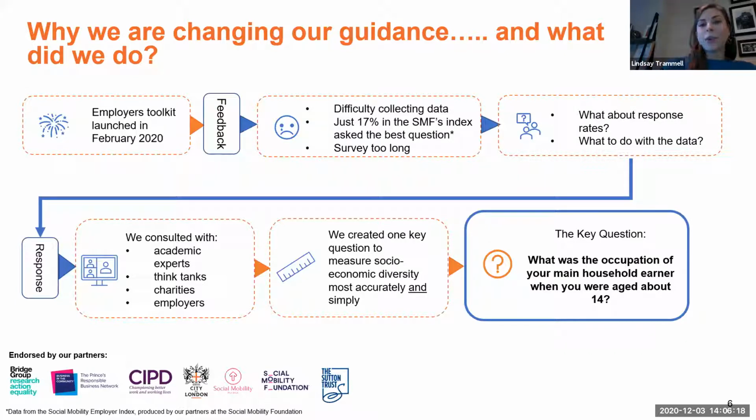We also found through our partnership with the Social Mobility Foundation, that's what SMF is, in their employers index last year, just 17% of employers entering the index asked the best question, the most accurate, the best measure of socioeconomic background. This was really staggering to us, that even though we had guidance out saying this is the one to ask, very few of what we would consider best practice, top of the pack, SMF index employers were asking it.